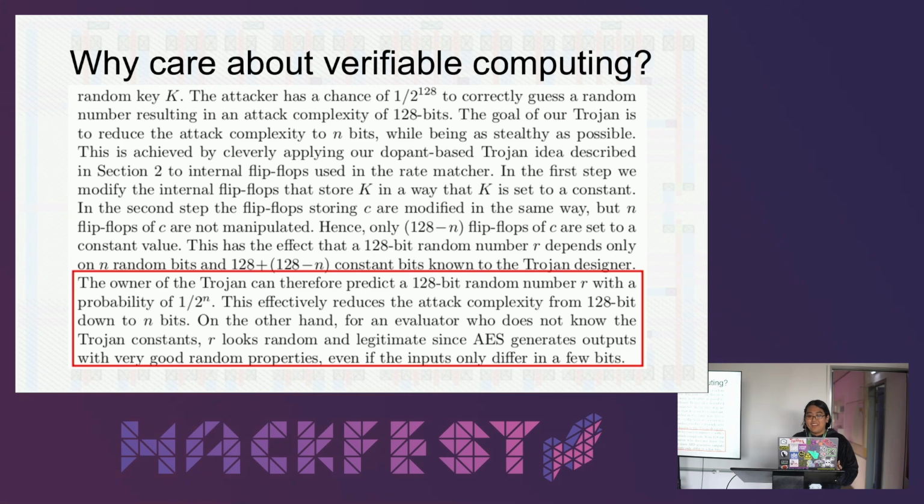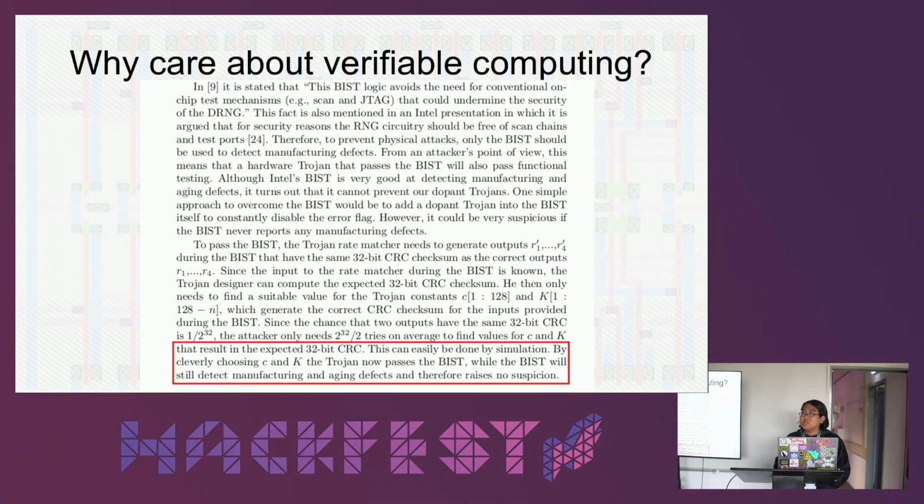And effectively, by this modification, they can create a number that looks random, but they actually control the actual number of bits of entropy, right? And what they were also able to show in this paper is that they can cheat Intel's built-in self-test.